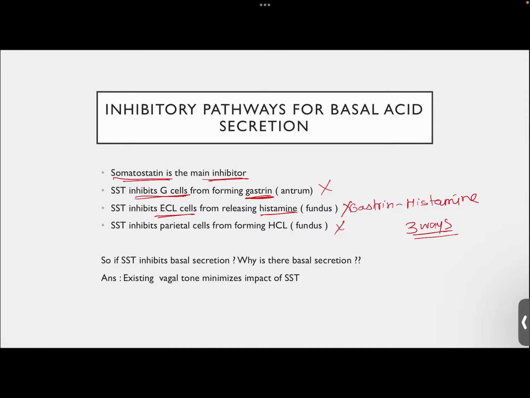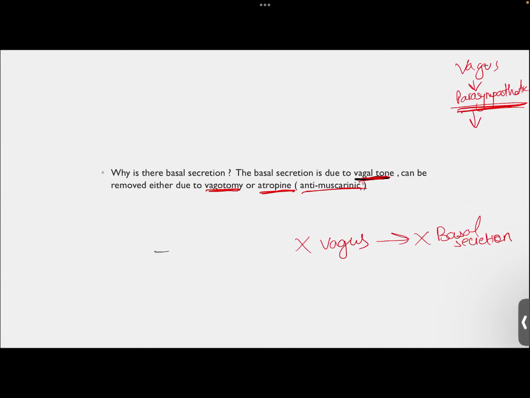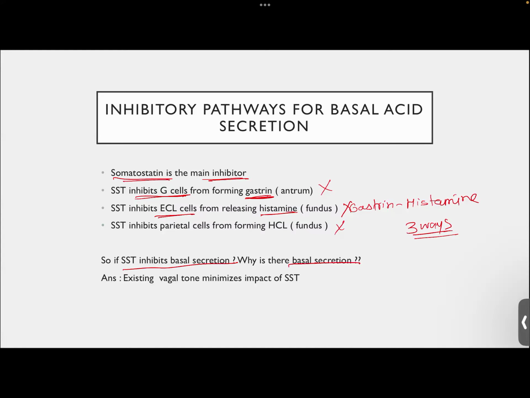So then the question arises: if somatostatin inhibits basal secretion, then why is there basal secretion? Because we know that there is basal secretion, I told you there is, 10%. Why? The answer is the vagal tone, which is the connection between the vagus and the stomach, minimizes the impact of somatostatin. So it's basically the vagus versus the somatostatin, and the vagus is a bit stronger, and that's why you have the 10% release of HCl, but it's a minute amount. It's only 10% of the normal amount.